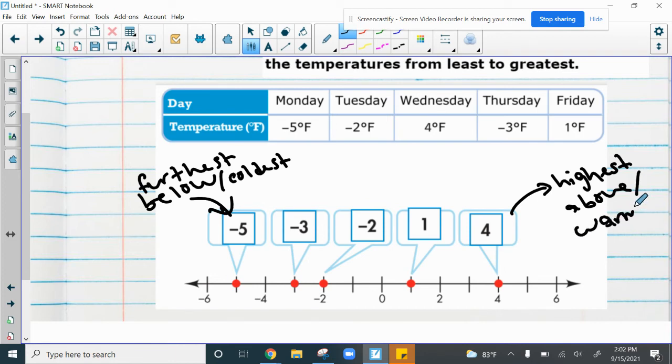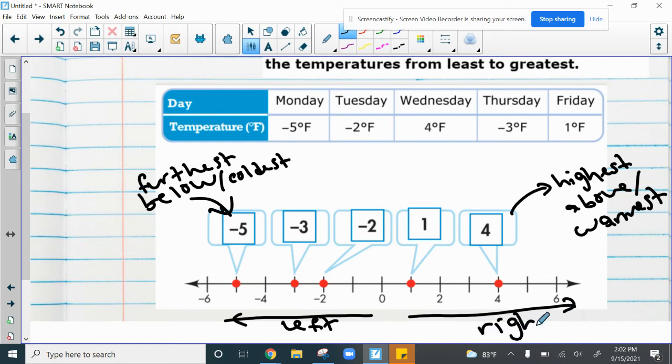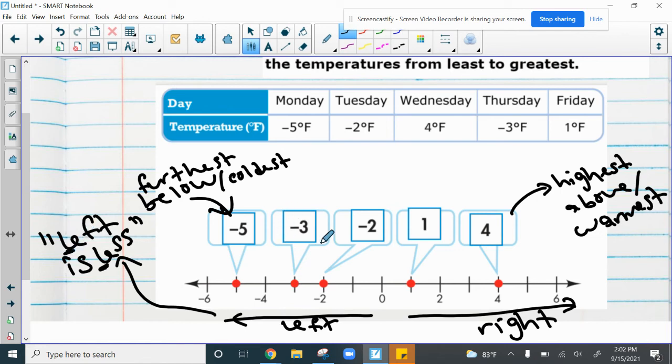You will also notice that the coldest temperature is also furthest to the left. The further left you go, the colder or more negative or less you get. The further right you go, the more you get. I always like to remember left is less, with the double L's. Left is less. That means the further left you go down the number line, or down the thermometer, the colder it gets, which means the less the temperatures, the less the numbers.